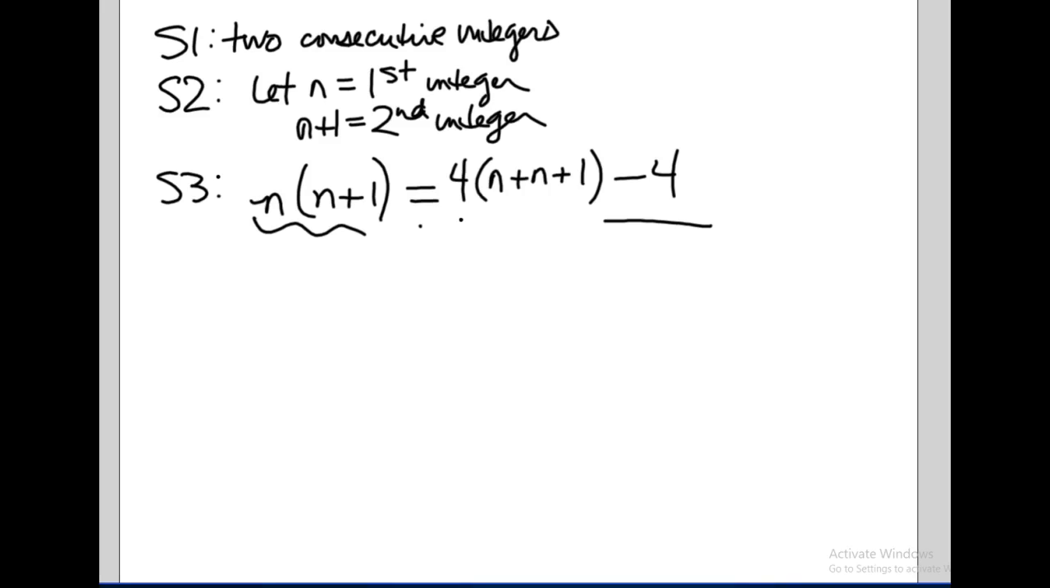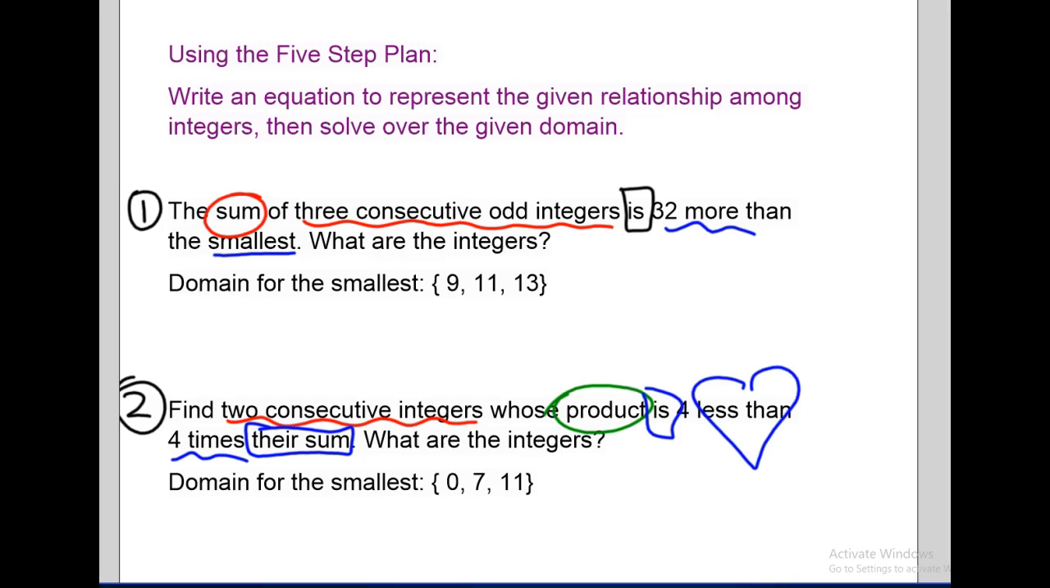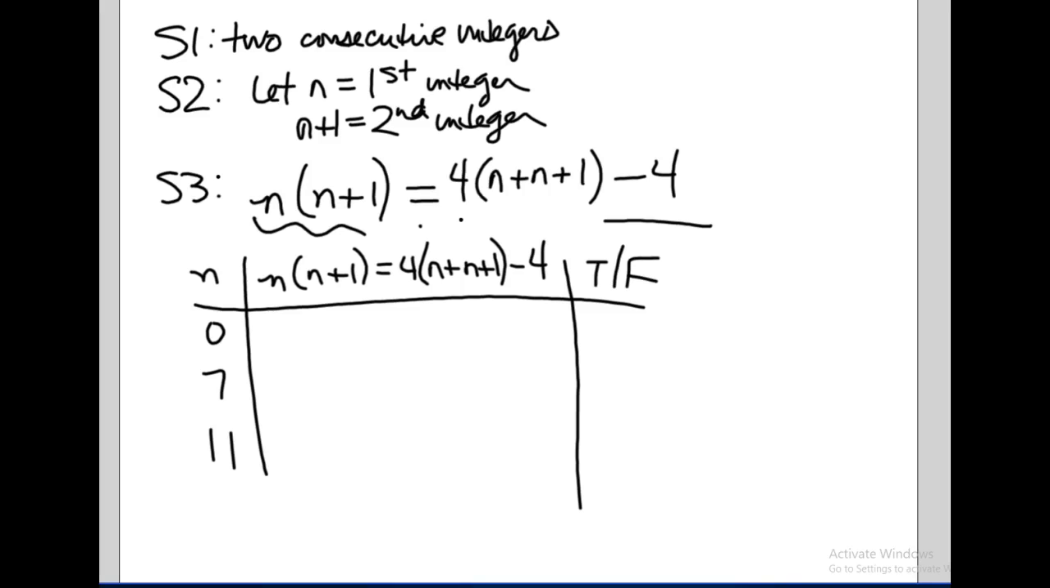Okay? And then after this, you would just do your input-output chart. So what were our choices? We had 0, 7, and 11. That's n, and then n times n plus 1. Okay, and again, what do you think might be wrong if you got 3 falses in your input-output chart? Yeah, probably means you either got the equation wrong or you did the math wrong.